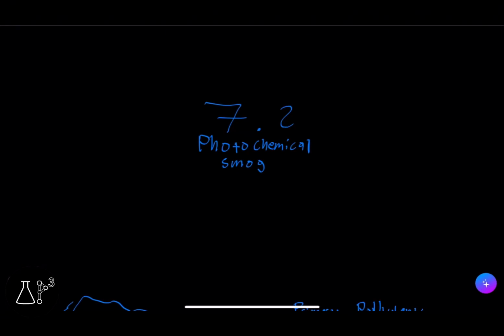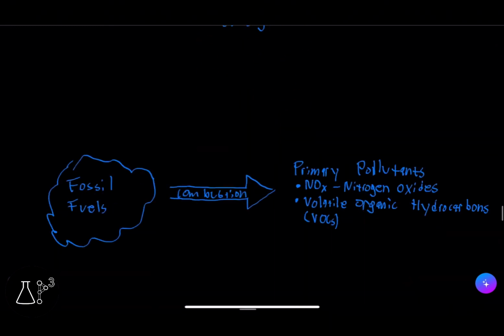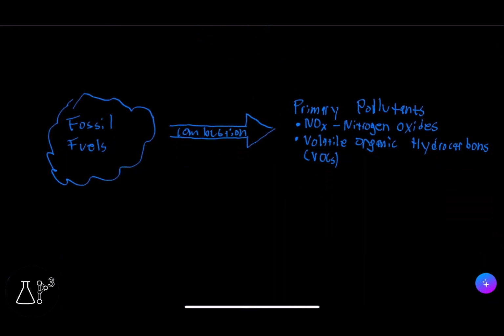In today's video, we're going over AP Environmental Science, topic 7.2, Photochemical Smog. So we're going to do a little review on how we get primary pollutants, which we went over in 7.1. We get a fossil fuel and we do combustion, and those pollutants just go into the air naturally. They're secondary, but I'll elaborate on that a little bit more in this video.